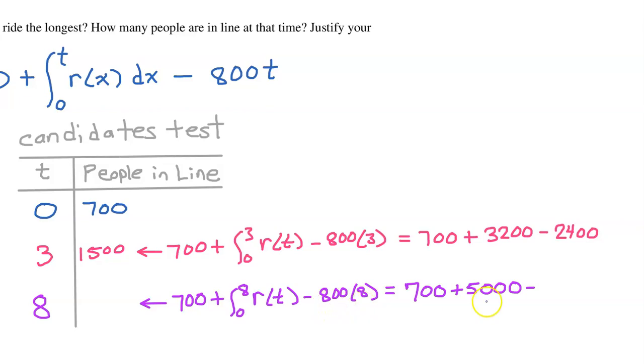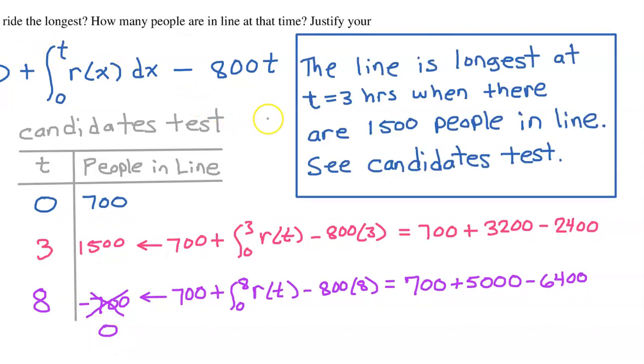8 times 800 is 6,400. So when you add them up, you get negative 700. You can't have negative people in line, so at some point before time t equals 8, there are 0 people in line. For the summary and justification, we say the line is longest at time t equals 3 hours when there are 1,500 people in line. See Candidates Test.